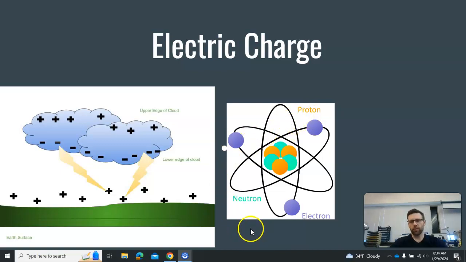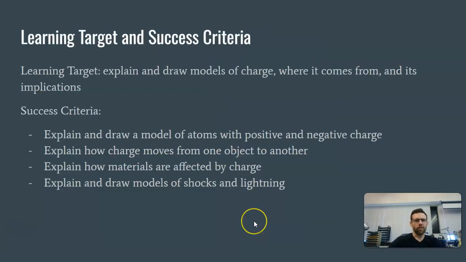So let's dive into what I'm looking for you guys to understand in this lesson. I want you to be able to explain and draw models of charge, where it comes from, and its implications. And here are some success criteria. Can you explain and draw a model of atoms with positive and negative charge? Can you explain how charge moves from one object to another? Can you explain how materials are affected by charge? And can you explain and draw models of shocks and lightning?